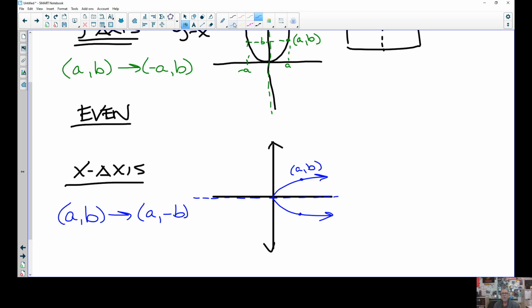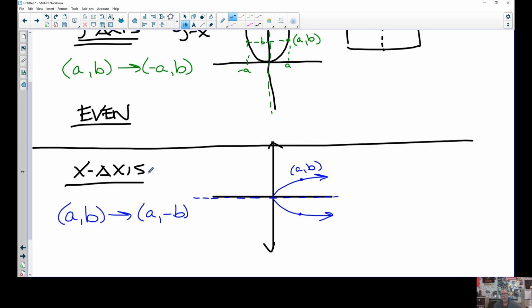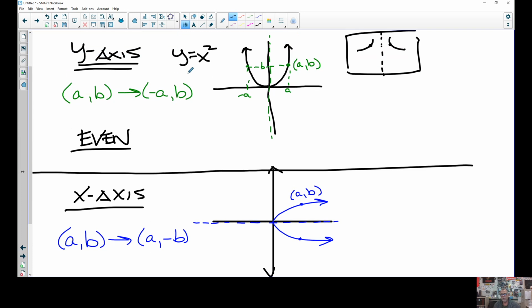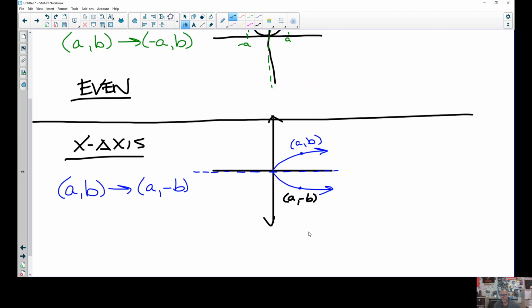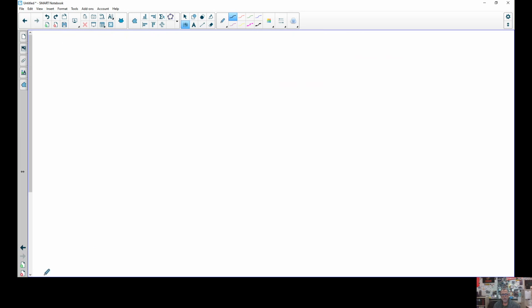All right. So again, just separating these, we have y-axis symmetry, which is our even symmetry. Looks like this. If A, B is on the graph, negative A, B is on that graph. For x-axis symmetry, A, B on the graph means A, negative B also has to be on the graph. And I did not label that down here. This would still be A out, and it would be negative B down. All right. So those are our first two line symmetries. Let's go to a new page, and let's do our last two.